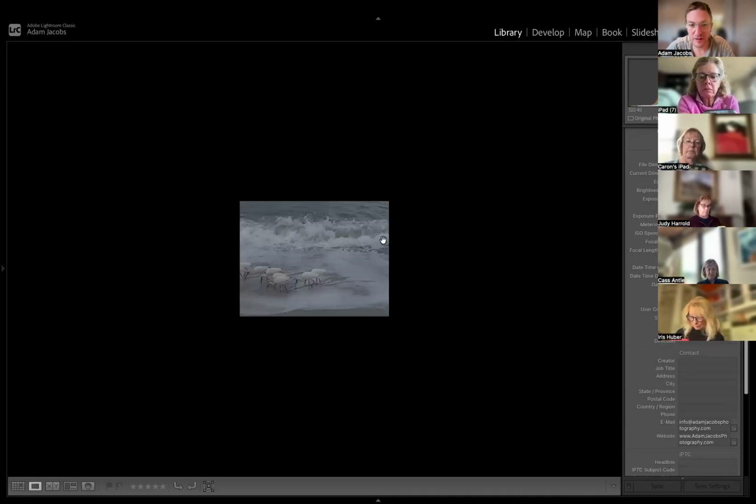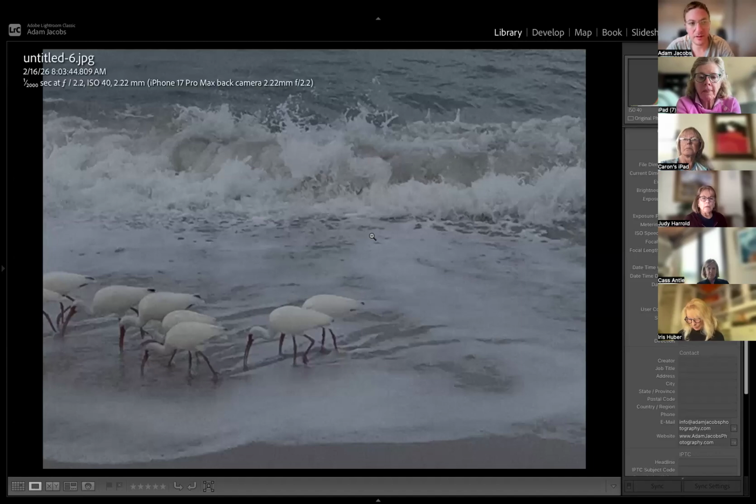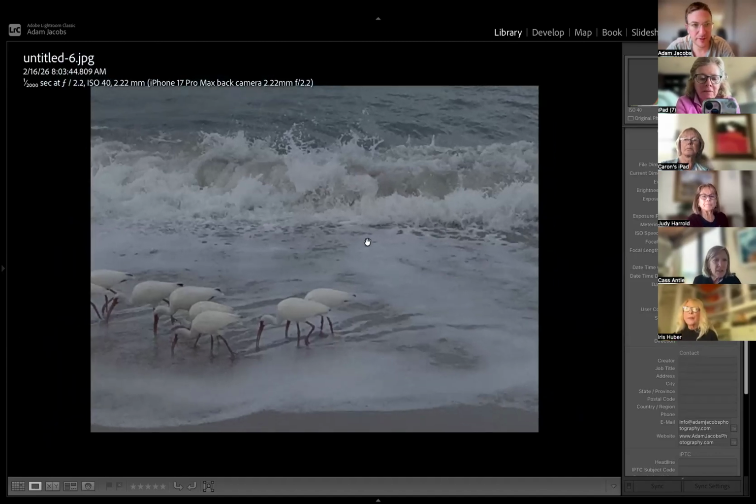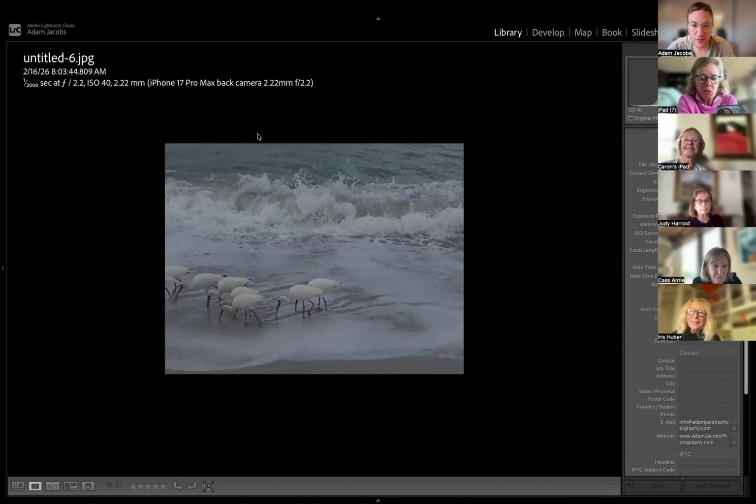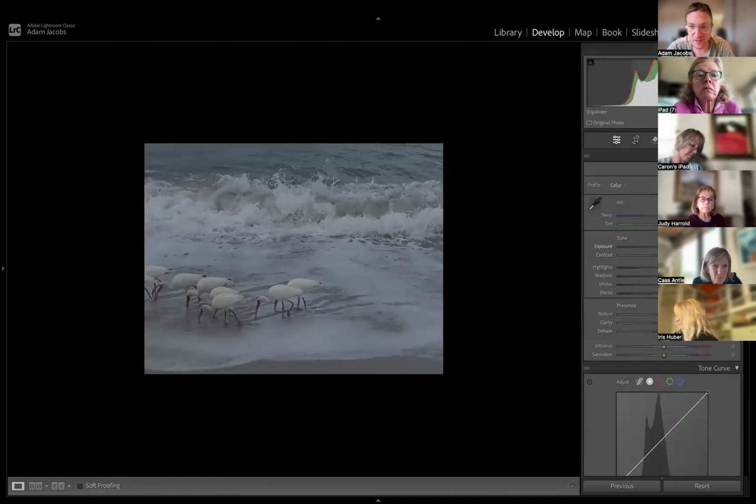Look at these ones. Fun. It's a good one. Oh, that's lovely. Really good, but it's too dark. So we've got the freezing of the waves and the freezing of the birds.